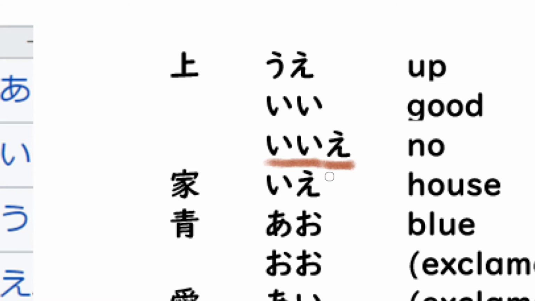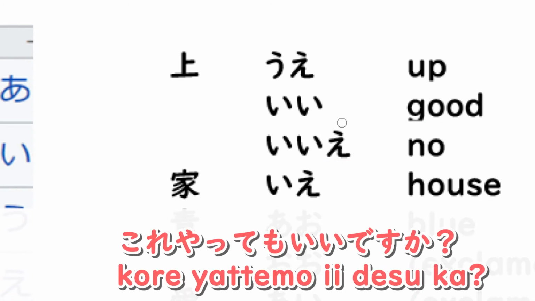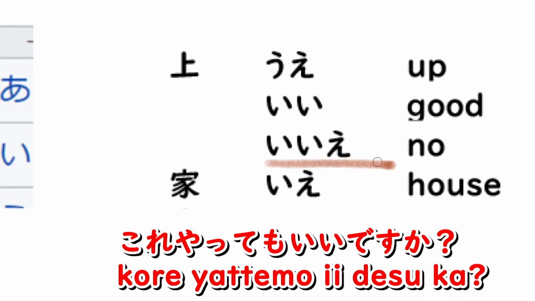Now, you see the same e, but then we put an e at the end, so we've got iie. And this actually is a very common word. This means no. So, is it all right if I do this? Kore yatte mo ii desu ka? Iie. No, it's not all right.